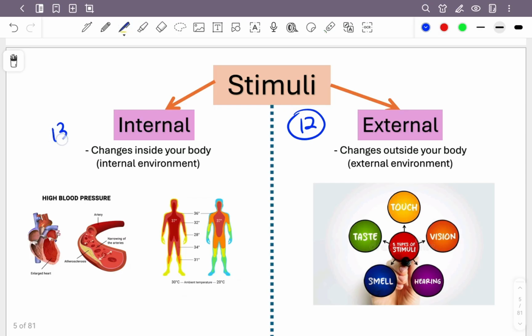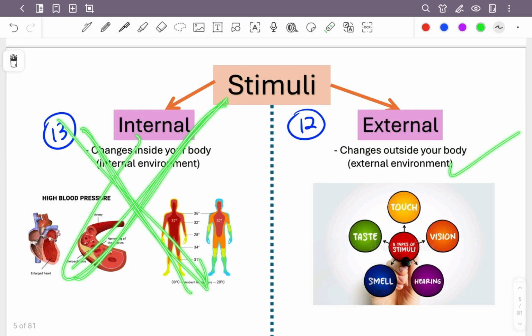But this one will be in chapter 13. We are going to learn more in chapter 13. So what I want to say here is you don't need to look at the internal first, but you focus on the external.